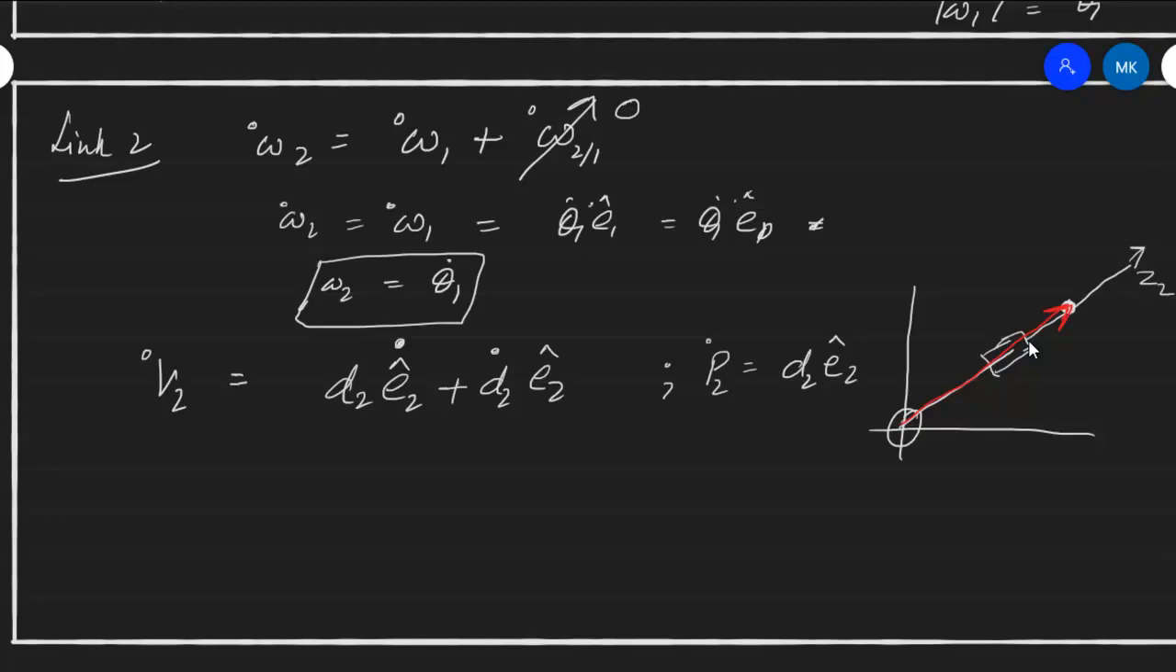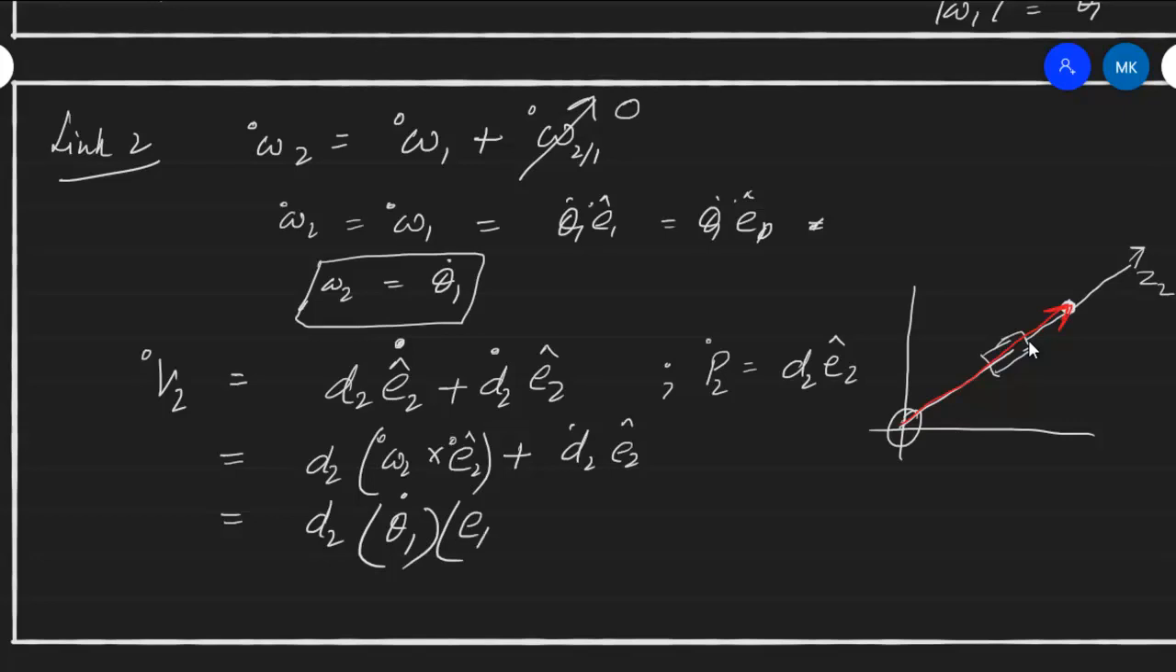Fine, so this can be again simplified to d2, e2 dot is nothing but omega 2 in base frame cross e2 in base frame plus d2 dot e2. We have seen we can simplify these like this. So omega 2 is nothing but theta 1 dot, because omega 2 is equal to omega 1, and we will have e1 cross e2 here plus d2 dot, we can write e2 in frame 0, which will be written like this, r2 to 0 e2.